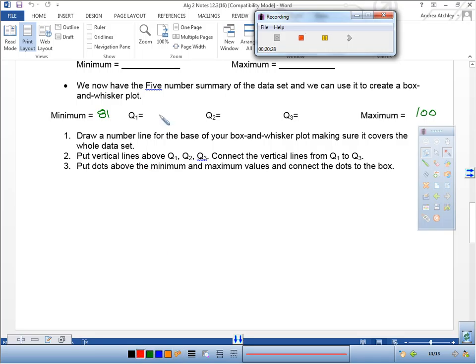Then I have quartile 1 was 91? No, 86.5. Quartile 2 was 91. And then quartile 3 was 96. Everyone with me? Okay, we're going to create a number line now. It says draw a number line for the base of your box and whisker plot, making sure it covers the whole data set.